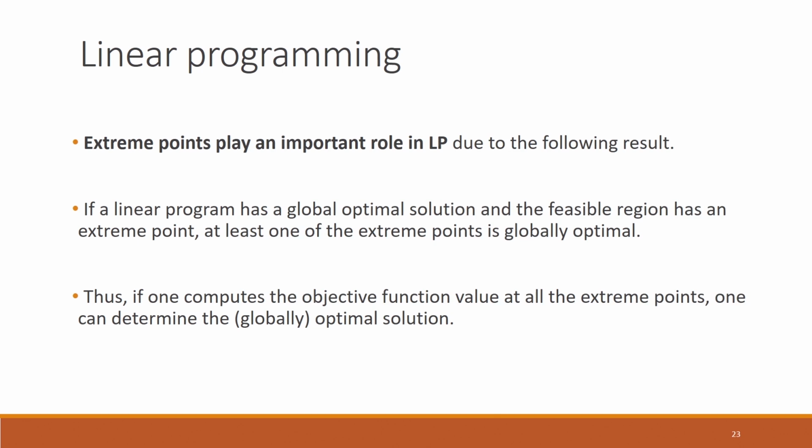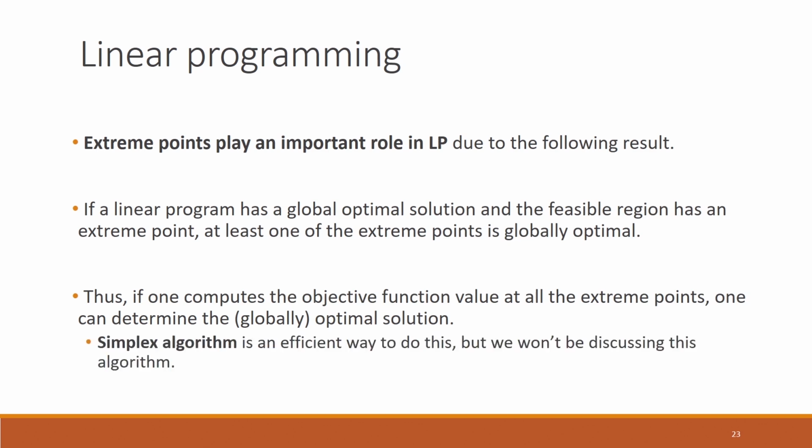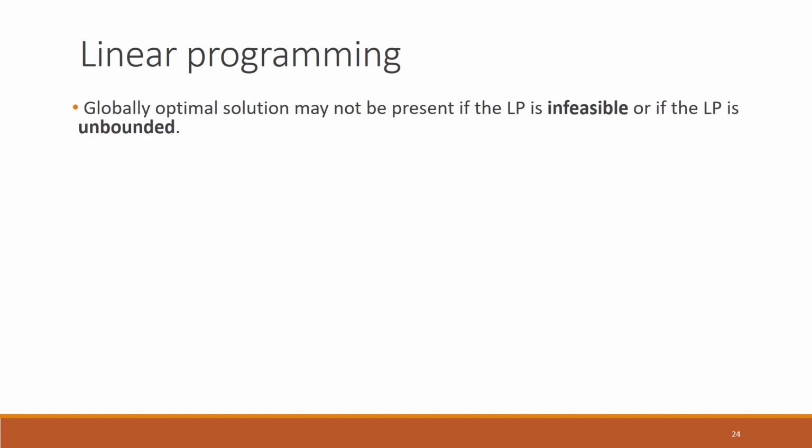Now in this course, whenever we talk about an optimal solution, it automatically means a globally optimal solution only. There is something called a locally optimal solution that we will discuss later, but whenever we say it is an optimal solution, it in fact means it is the globally optimal solution. Now the simplex algorithm is an efficient way of searching these extreme points for linear programs. Due to time restrictions, we will not be discussing that algorithm, but the principle behind it is that there will be at least one corner point or extreme point where there will be an optimal solution.